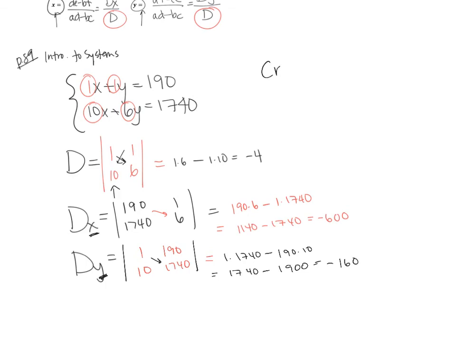So what Cramer's rule says, and this is actually a really nice way to solve a system, especially if there's one that has fractions involved. But all you have to do is these little multiplications and subtractions. And so Cramer's rule says that the x is found by taking the Dx over D, which will be equal to negative 600 divided by negative 4, which here will be 150.